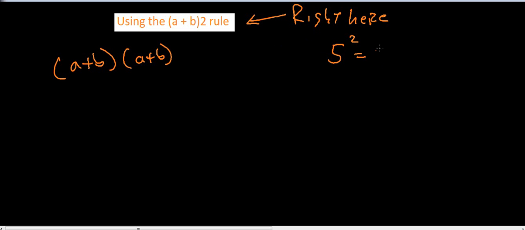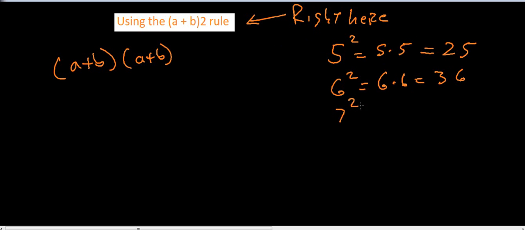If you square 5, you have 5 times 5, that's equal to 25. You have 6 squared, that's the same thing as 6 times 6, which is 36. 7 squared, 7 times 7 is 49. A squared, well, that's just a times a, which is a squared.